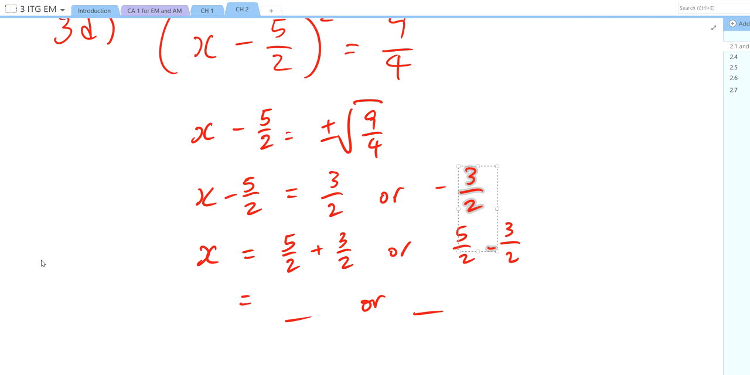One more thing, I saw something interesting. From here, the next line, I obtained this: x squared plus 3x equals 5.